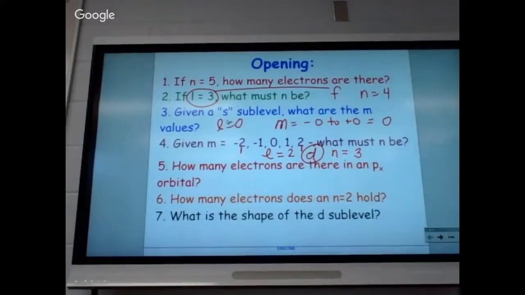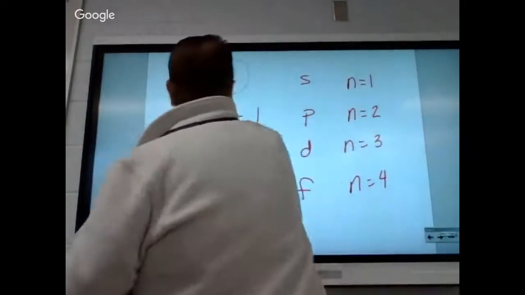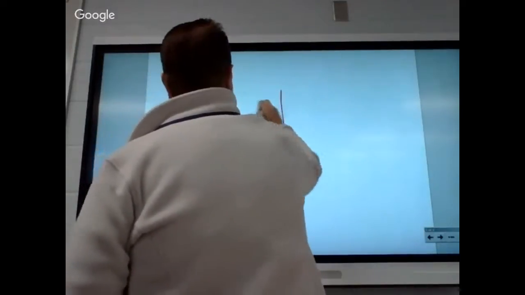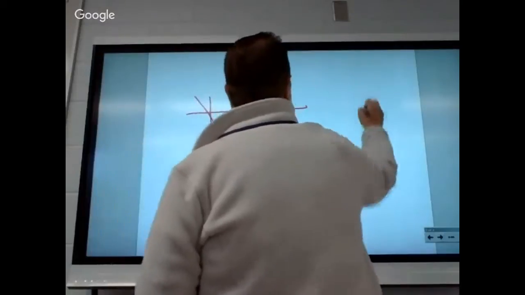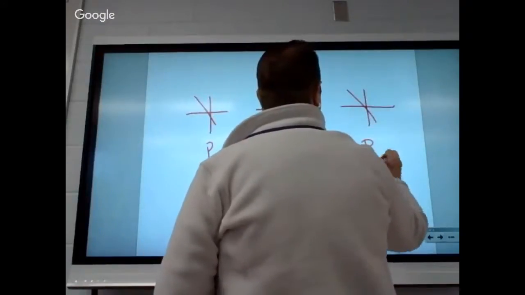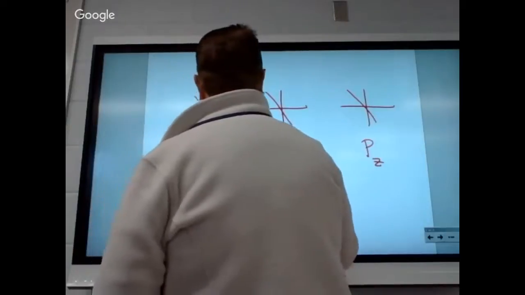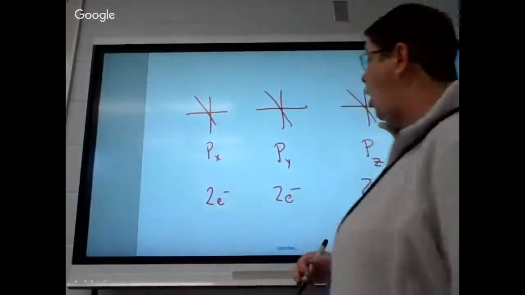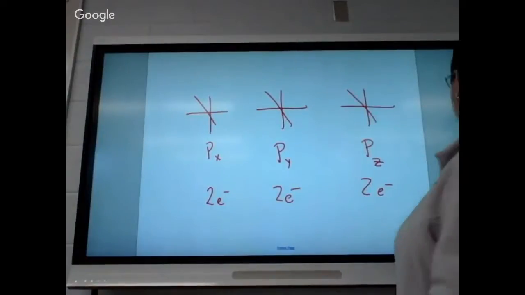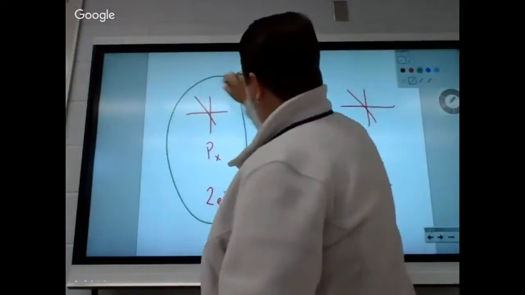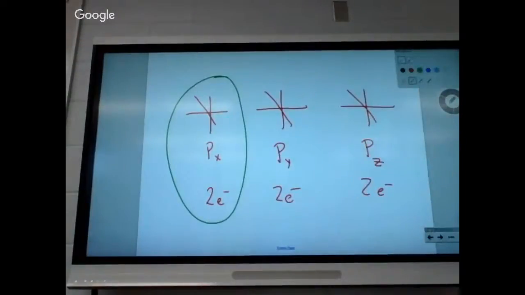All right. How many electrons are there in just a px orbital? It's 2. Most people look at it and go 6 because they think P. But I'm asking about px. There's px, py, pz. This has 2 electrons, this has 2 electrons, this has 2 electrons. So all of P has 6. But I'm asking about just px. So px can have 2.